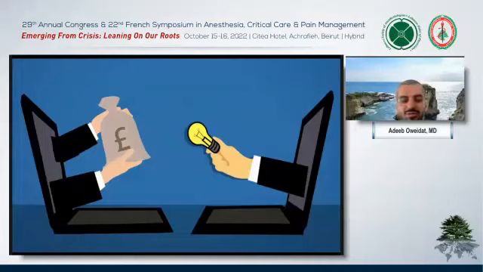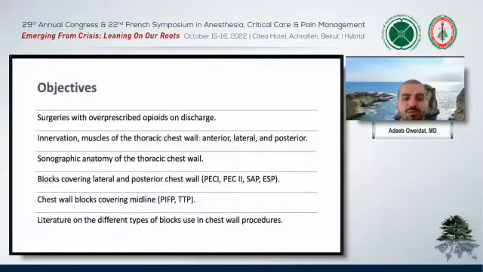My job in this lecture is to try to convince you why it's important to learn these types of new blocks. The objective of this presentation is to mention the surgeries that have high opioid prescription on discharge. I will also discuss the anatomy and innervation of the thoracic chest wall, anterior, lateral, and posterior, as well as the muscle anatomy. Then we'll discuss very briefly the sonar anatomy of the thoracic chest wall. And then we will discuss the different types of blocks that we use for chest wall surgeries, and I'll touch a little bit on the literature.